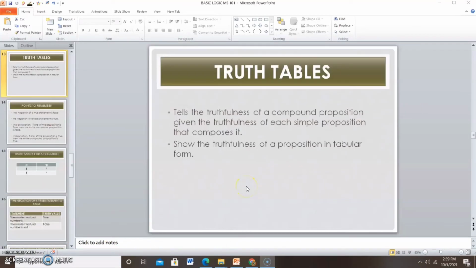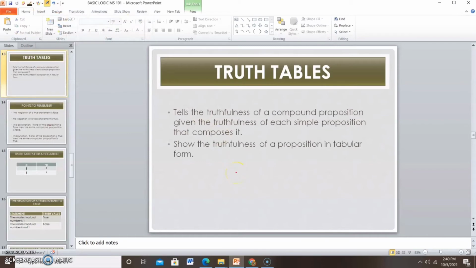Good morning everyone, I'm Miss Rose and welcome to Discrete Mathematics. This is the continuation of our topic last week about basic logic. The topic for today is truth tables. So what are truth tables?